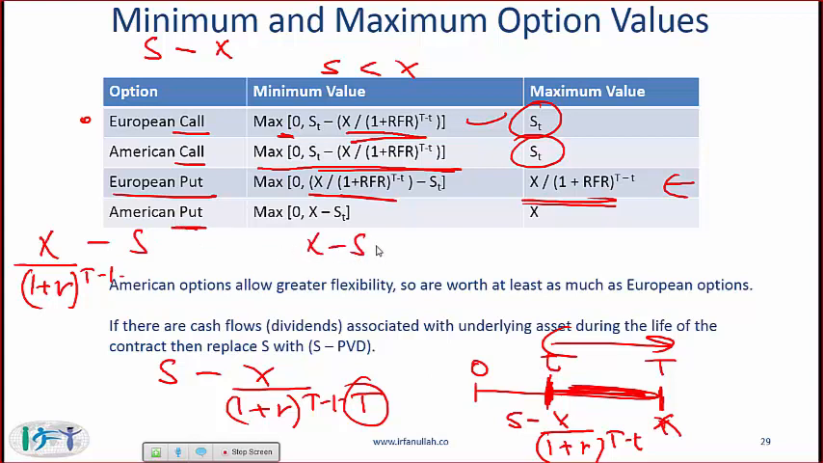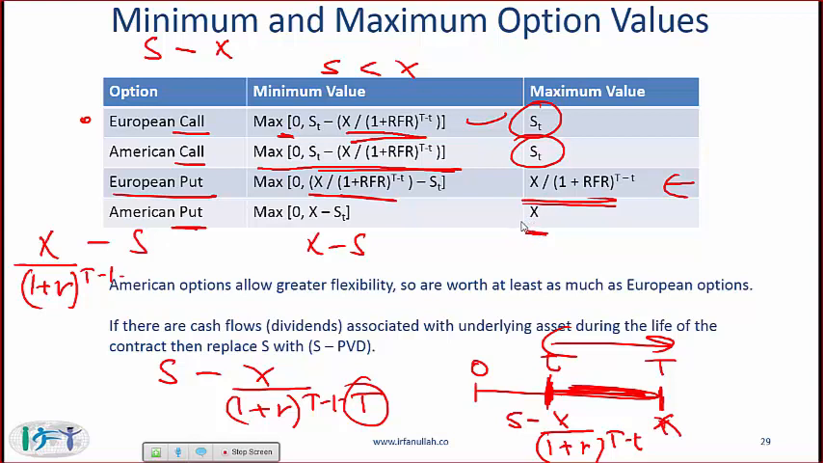Why do you not discount? You do not discount because you can exercise this at any point. You don't have to wait till maturity. Maximum value is X, because with an American put, if the stock price comes down to 0, then you will immediately exercise and make X.